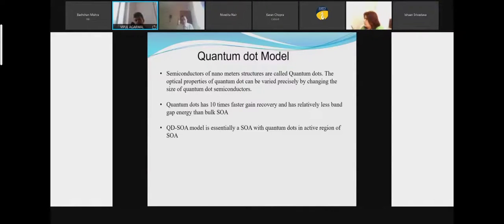But if we implement quantum dot in SOA, that problem can be solved because quantum dot has a wetting layer, which is having extra electrons. So whenever there is a depletion, the wetting layer provides the extra electrons to ensure that electrons are always present in the conduction band for stimulated emission.